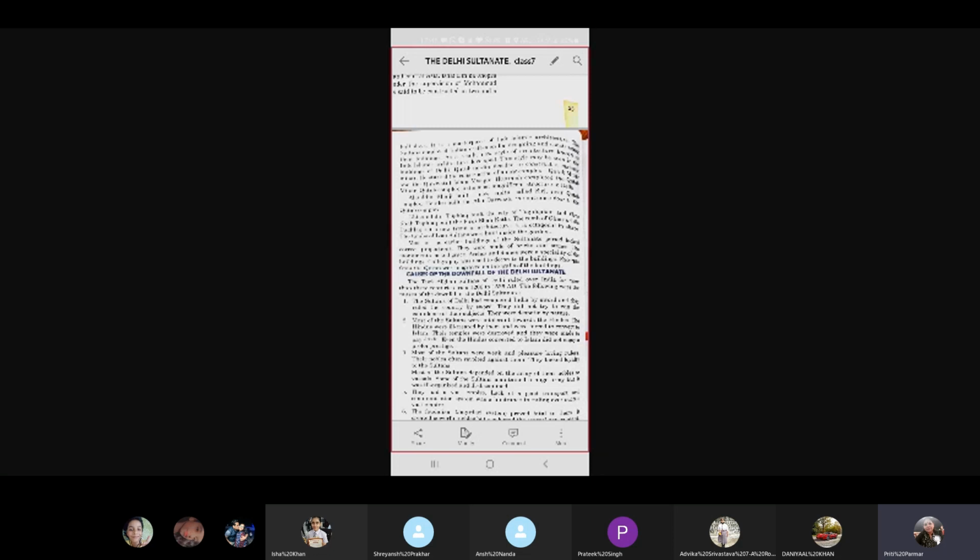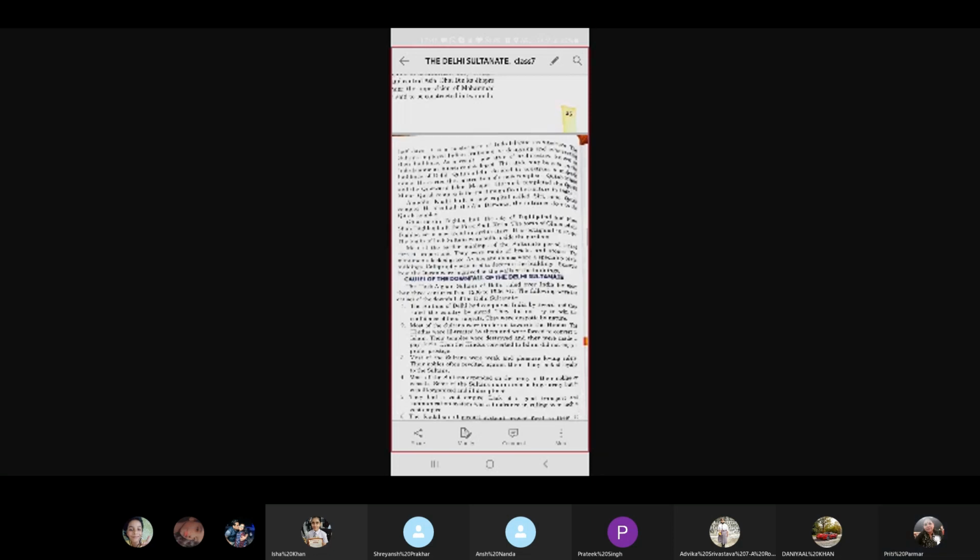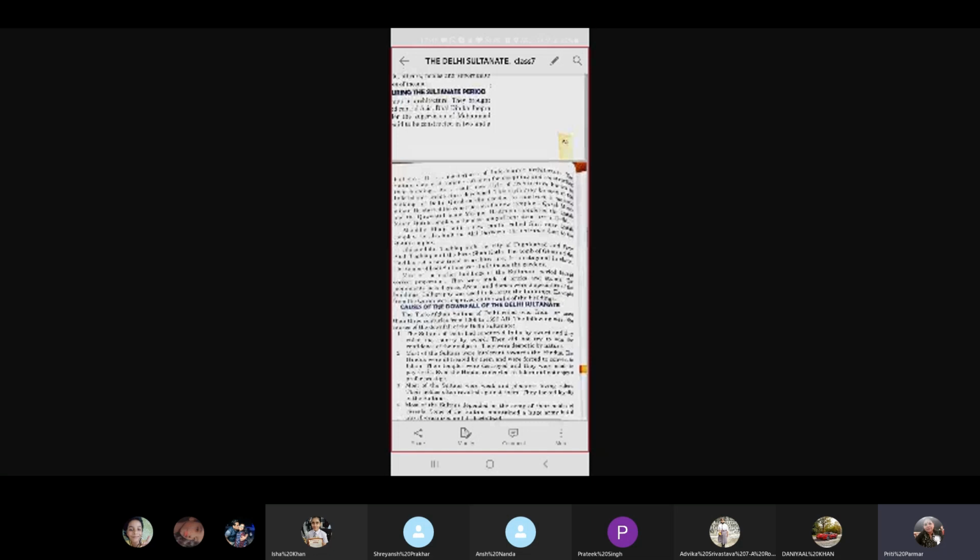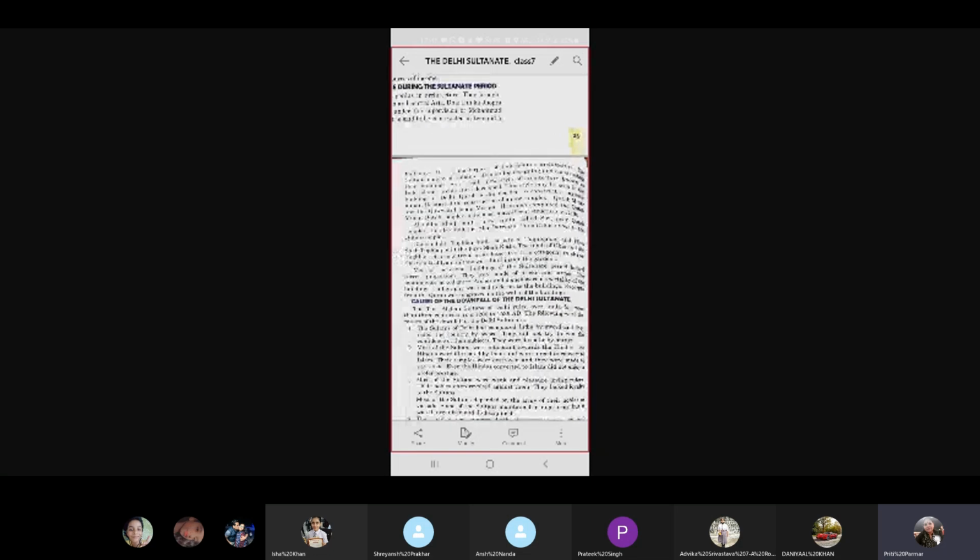Now, Dhai Din Ka Jhopra was a mosque constructed under the supervision of Muhammad Ghori. Underline this word, underline Dhai Din Ka Jhopra, underline Muhammad Ghori. So this is the name of the monument, and the person, Muhammad Ghori, constructed it. As the legend goes, it is said to have been constructed in 2.5 days. It was built in 2.5 days. That is why इसको ढाई दिन का झोपड़ा कहते हैं.